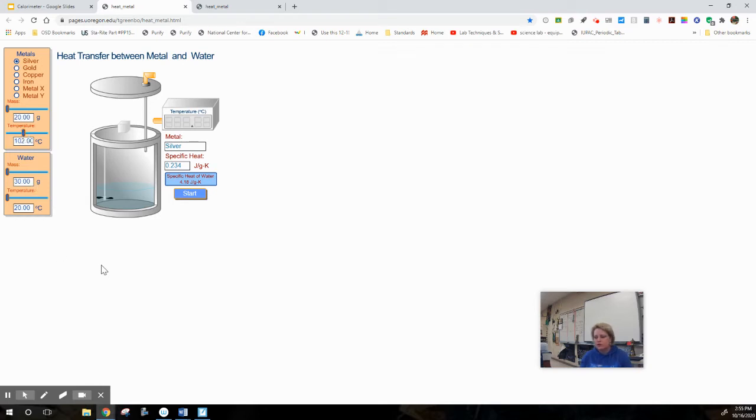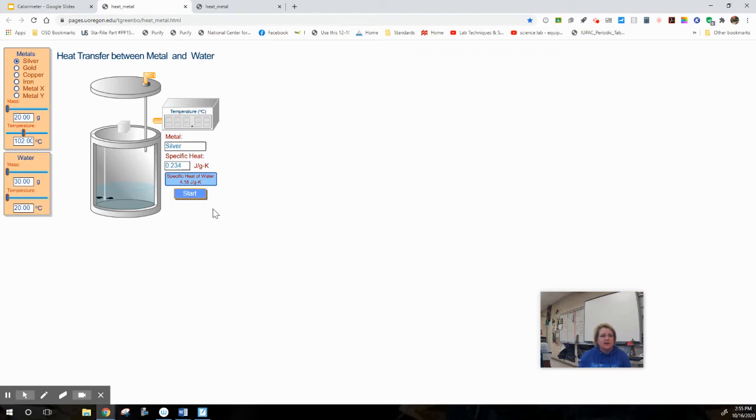And I'm going to say 102 because I'm not going to mess with that too much. The initial mass of the water is going to be 30, and the initial temperature of the water is going to also be 20 degrees Celsius. Everything here is in 4 or 5 sig figs, but you'll see on the data that I collected, we're going to do 3 sig figs.